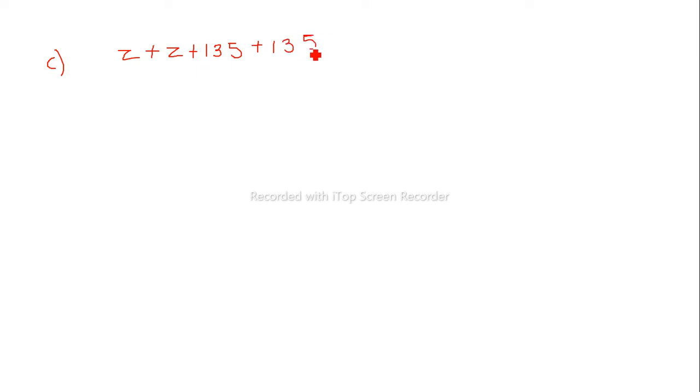Now, some people may be asking where we get this from. That's directly from our little thing we had going on there, where this was 135, this is 135, this was Z, and this was Z. And so all of them together must equal 360 degrees. And so we know Z plus Z is simply 2Z, plus 135 plus 135 is what?